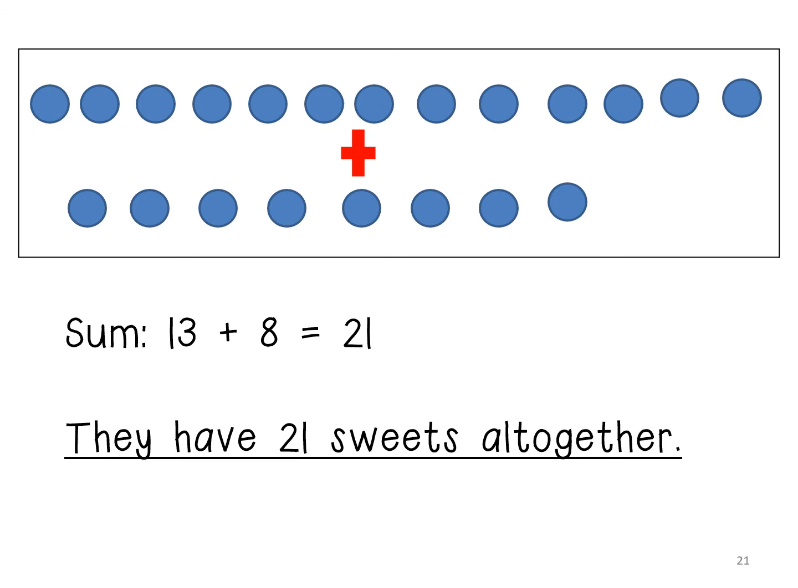Yes, boys and girls, this is an addition sum. So Tim had 13 sweets and Jack had 8 sweets. So now if we add 13 plus 8, let's see what it gives us. 1, 2, 3, 4, 5, 6, 7, 8, 9, 10, 11, 12, 13, 14, 15, 16, 17, 18, 19, 20, 21. So 13 plus 8 is equal to 21. So they have 21 sweets altogether.